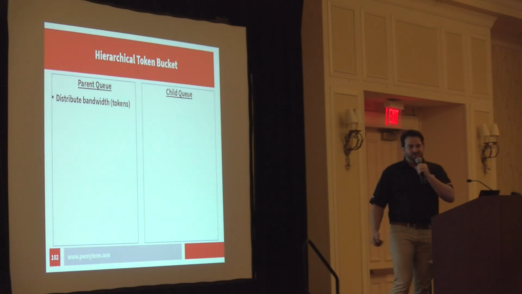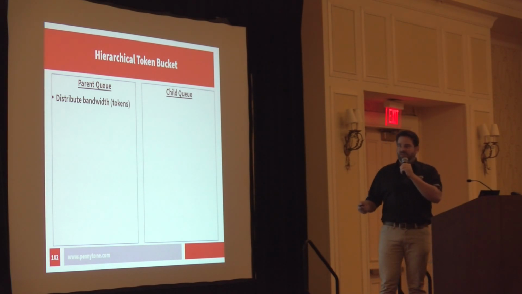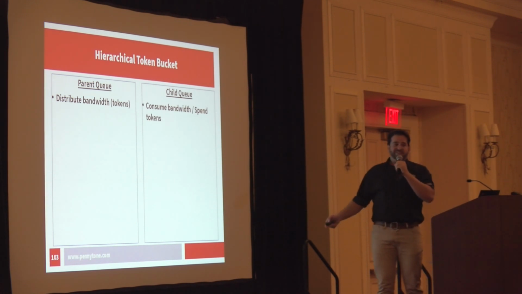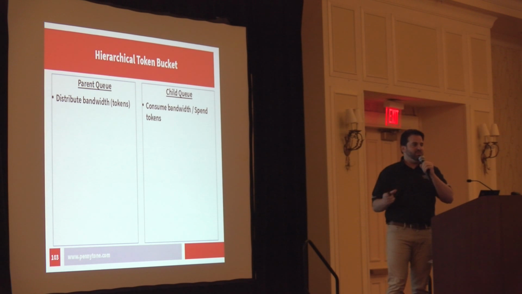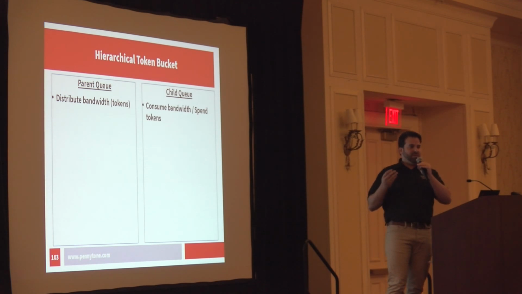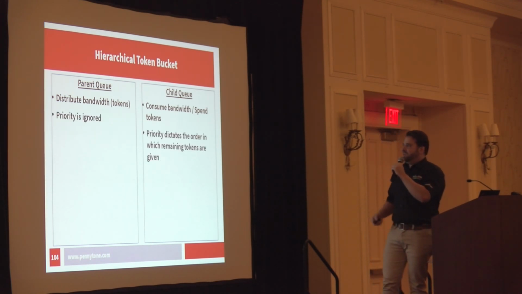So parent queues, what are parent queues really responsible for? Well, if you're a parent, you're going to distribute the tokens. Child queues, on the other hand, consume bandwidth and spend tokens. I'm going to start using tokens and bandwidth interchangeably, because bandwidth can't pass without a token. So think of them as being interchangeable, even though they are different things, they work together.